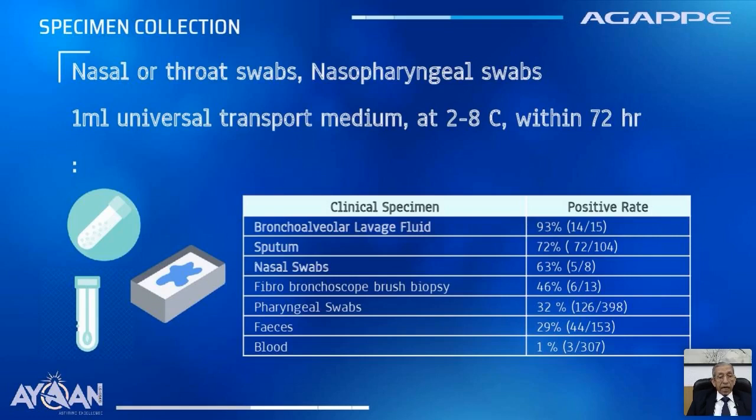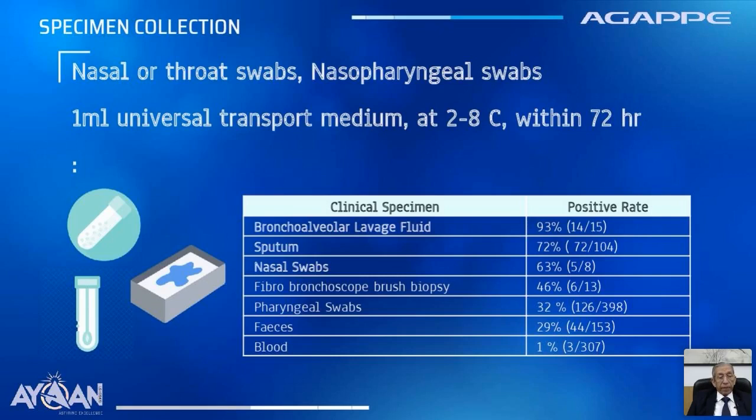Now that chart is giving the positivity: if you take bronchoalveolar lavage, 93% will be positive. And nasal swabs are usually only 63% positive. This is because the specimen is not correctly taken or because the transportation is not correct. And therefore it is absolutely necessary to keep these things in mind. Now I want to show the last one, blood. You can see that it is only 1% positivity. That means blood is not useful for nucleic acid testing, the virus testing as such.